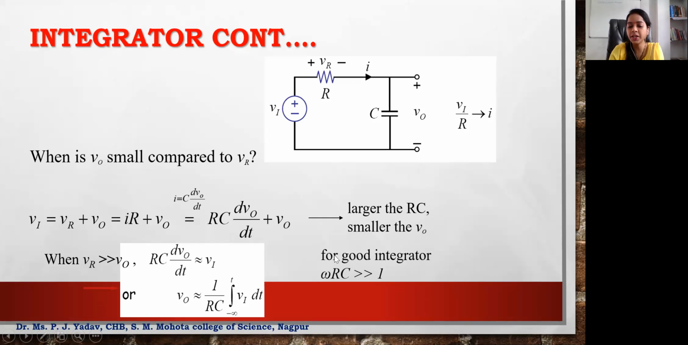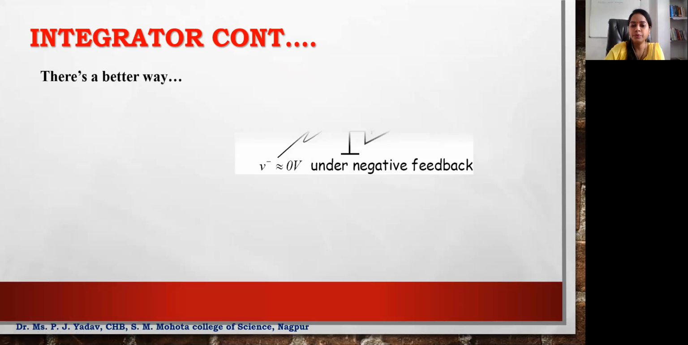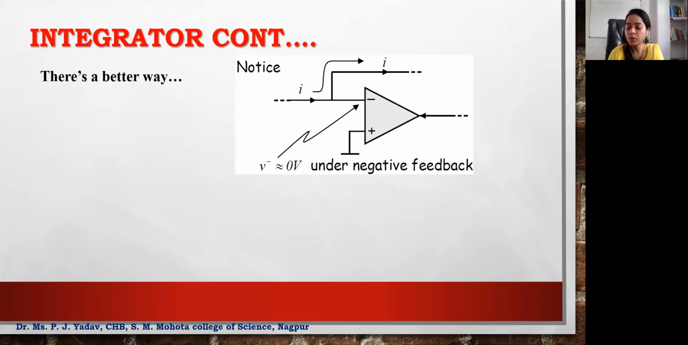For good integration, we need this factor to be very much less than 1. This is omega RC. It should be very much less than 1. So for better results, what we do, this was the circuit. Here we were having an input source and a capacitor plus resistor combination, and in that we have designed the integrator. But if you want to have an application of op-amp as an integrator, how we will modify the circuit, we are going to see in this particular circuit diagram.